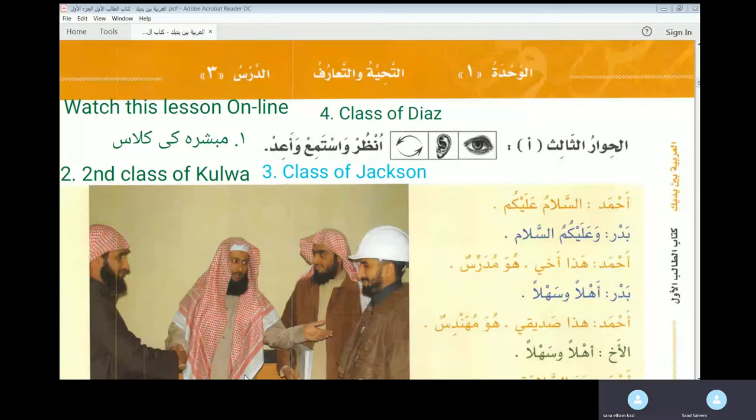Bismillah ir-Rahman ir-Rahim. Start from page number 28. The third lesson. Third lesson.